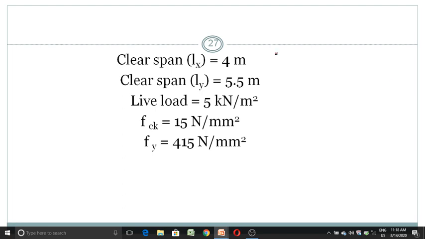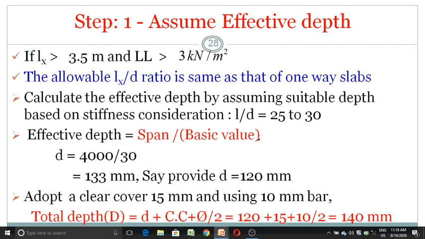These are the inputs given. The clear span along the x direction is 4.3, the clear span along the y direction is 5.5, and the live load is 5 kN per meter square. FCK is 15 Newton per mm square, and Fy is 415 Newton per mm square. So let us start.